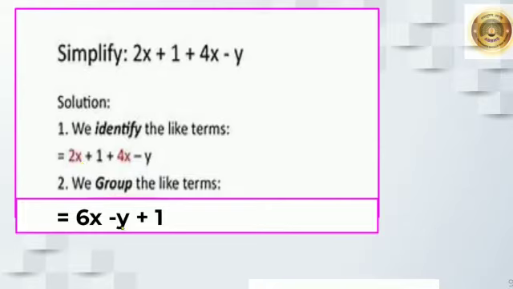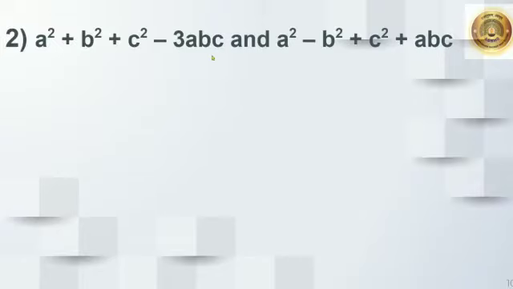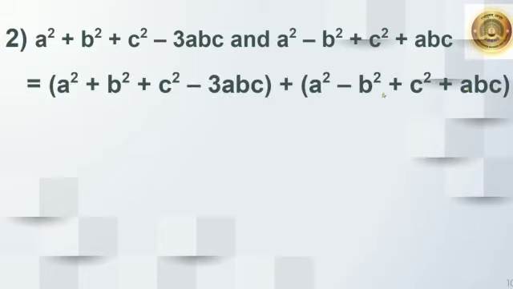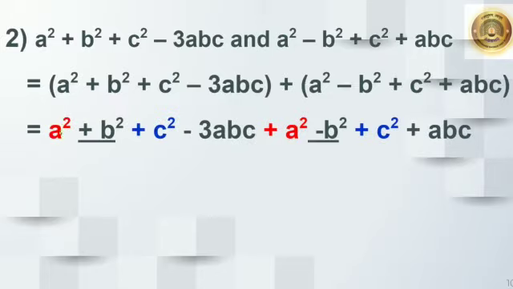Write the minus y as it is and plus 1. So the final answer is 6x minus y plus 1. These are two expressions with 4 terms each. So what are they? They are polynomials. Yes, we follow the same step. We are adding the two expressions. What is the next step? Yes, collect the like terms together.